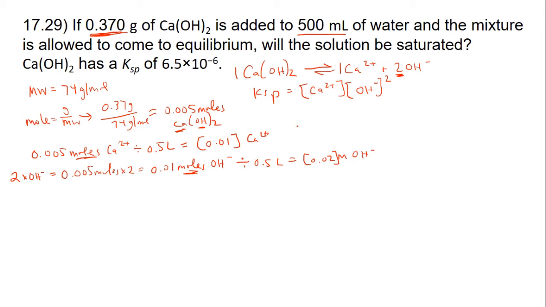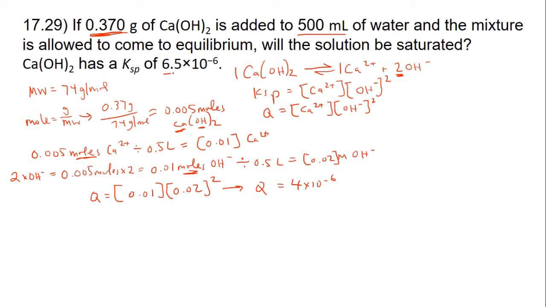Now we want to calculate Q and compare that to our KSP. Remember, Q uses the exact same concentrations. We just use it to compare: are we at equilibrium, are we beyond equilibrium, to see if we're a saturated solution or not. So Q equals our concentration of calcium, 0.01, times our concentration of hydroxide, 0.02 squared, and we multiply that together. Q equals 4 times 10 to the minus 6.